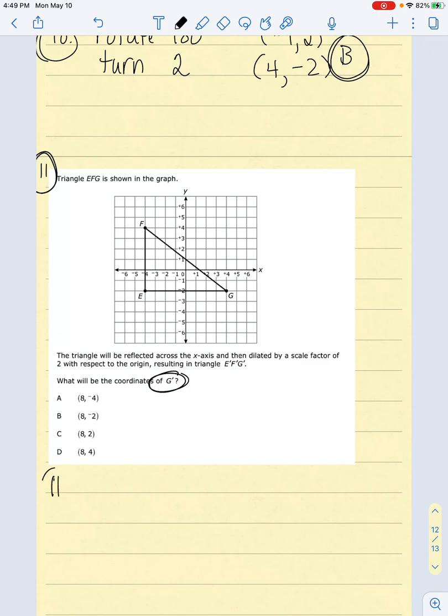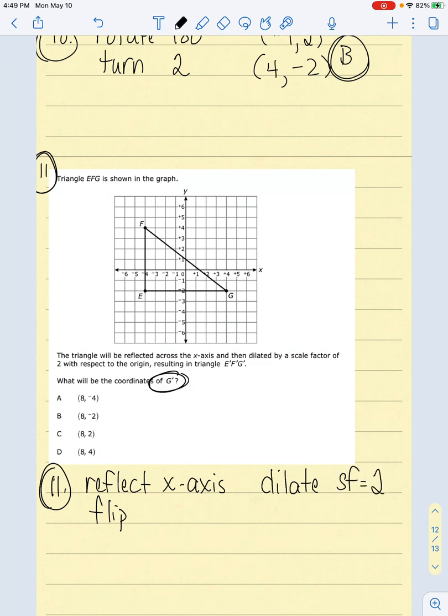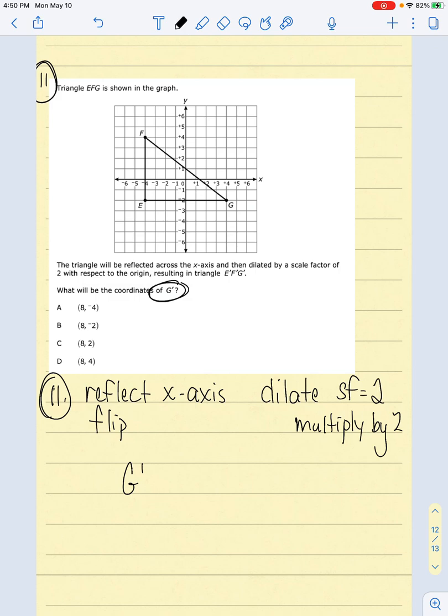So here they're doing more than one thing. First, it says they reflect it across the x-axis. So let's write that. Reflect across the x-axis. That just means we flip it across the x-axis. And then dilate by a scale factor of 2. That just means multiply by 2. Multiply your coordinates by 2. All right, so they only want G, so G prime. Let's find the coordinates of G. To start with, we're at 4, -2.